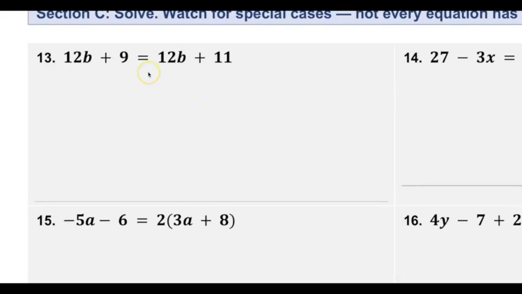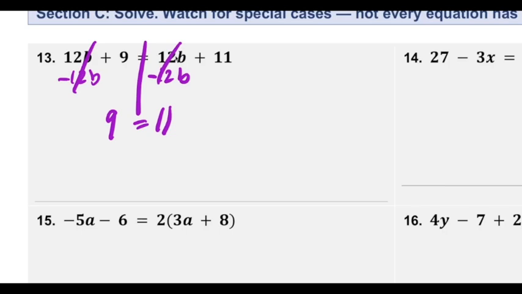So next one. Always get rid of the smaller variable. In case they match, that's going to tell you something. This is going to be a special case. Minus 12b, minus 12b. They are gone. I get 9 equals 11. Keep in mind, not true. So if that's false, there's no solution.